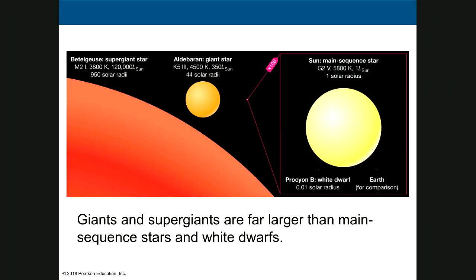Giants and supergiants are far larger than main sequence stars. You can see we have our giant stars here. We have Betelgeuse, which is a supergiant. We have Aldebaran, which is a giant star. And you'll notice this little dot here. That's the sun. You have to zoom in 100 times to get the sun, and then you can see the Earth for comparison. So the Earth isn't even a pixel. The sun is only a few pixels here. You have to multiply it by 100 times to get something this big.